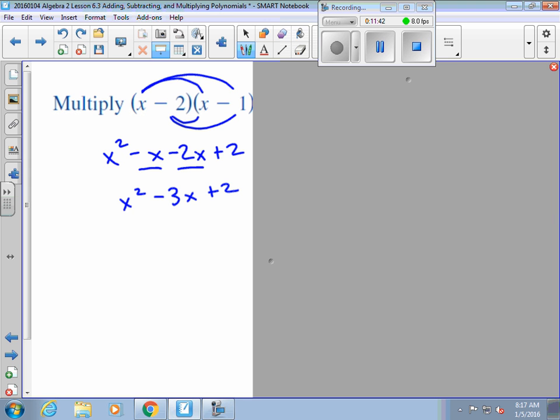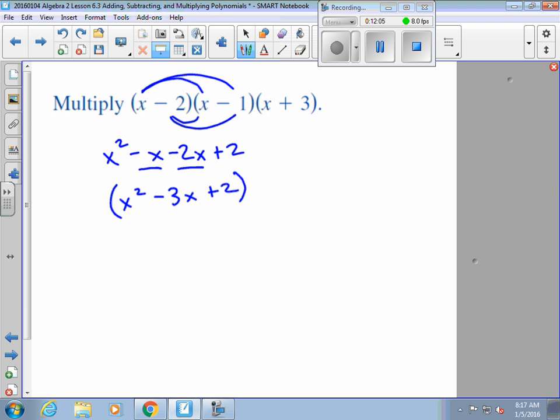So if you FOIL the first two, first outer inner last, x squared minus x minus 2x, negative 2 times negative 1 is plus 2. Combine your like terms, negative 1x and negative 2x, to get negative 3x. When you combine those two by FOILing them, you get this trinomial here, x squared minus 3x plus 2.